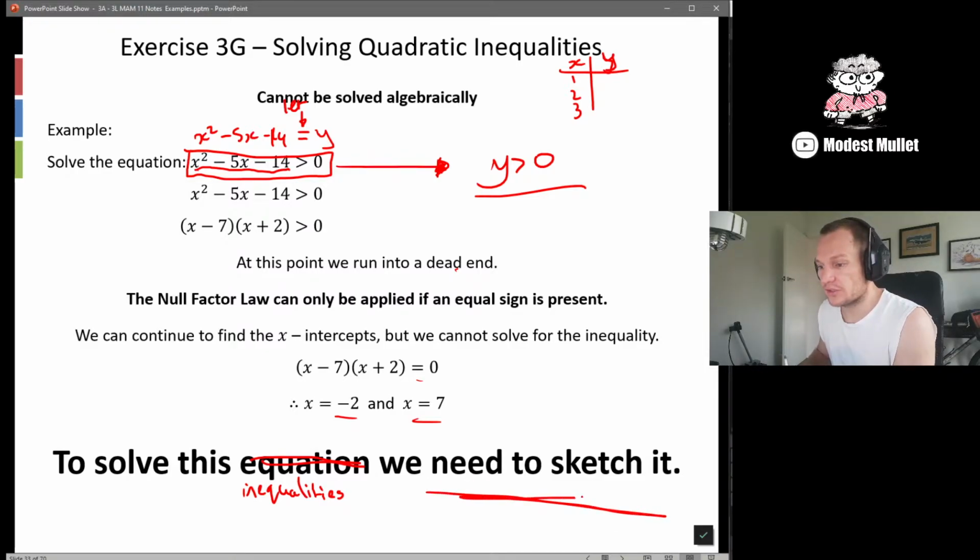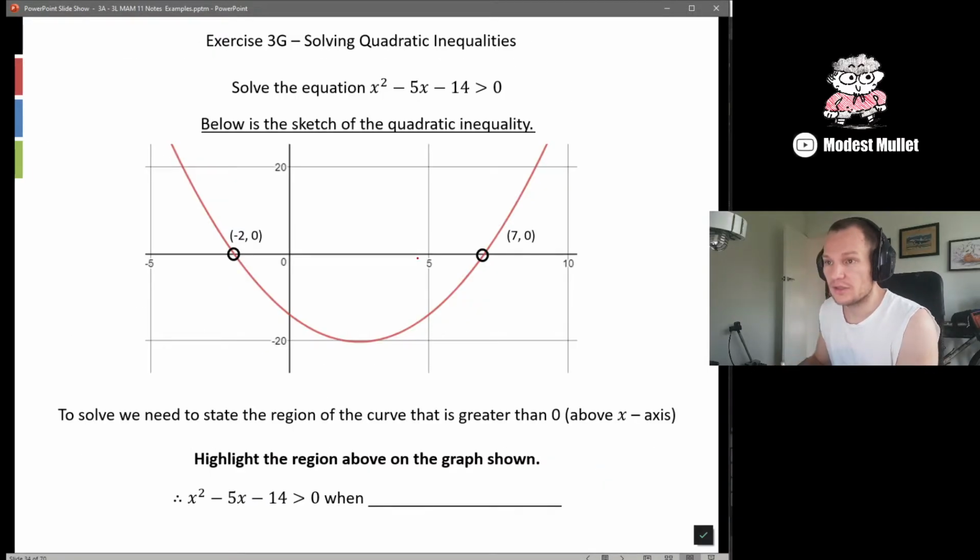Now, how do we know when y is greater than 0? Well, let's sketch a function. Sketch our function, then we can read off when the y value is greater than 0. So, I have gone ahead and sketched this for you. I could pretty much say let x squared minus 5x minus 14 equal y. And now I've sketched that equation, and I want to know when y is greater than 0, and I can read that.